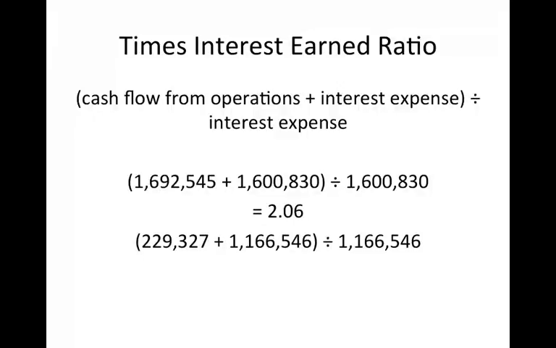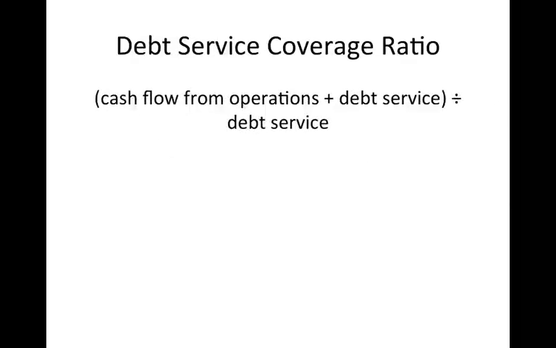Here's the ratio then for the parking facilities, and that's 1.2. So their operating revenues are really just barely enough to make their debt service payments, let alone support the operations of that business type activity.